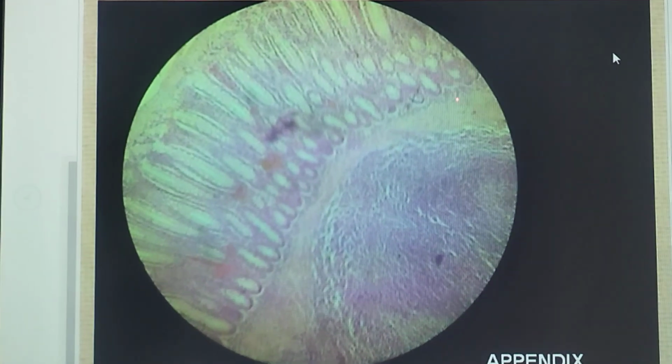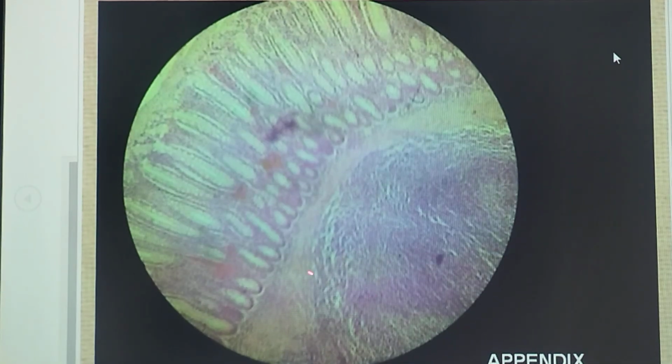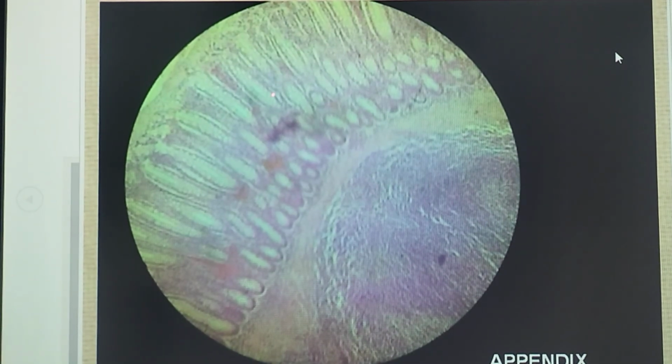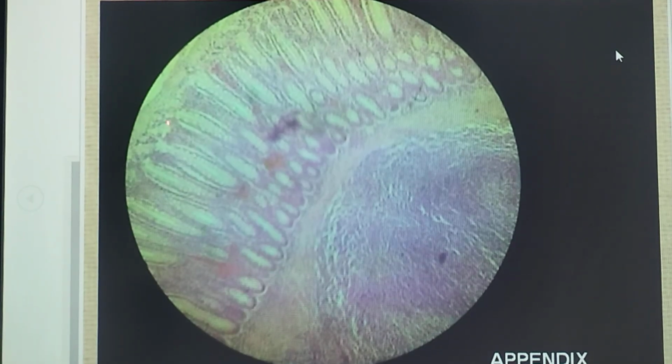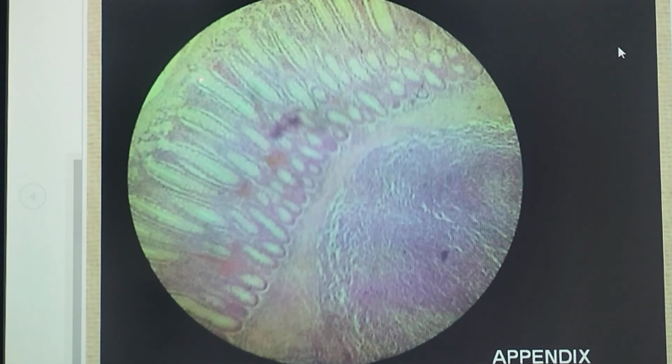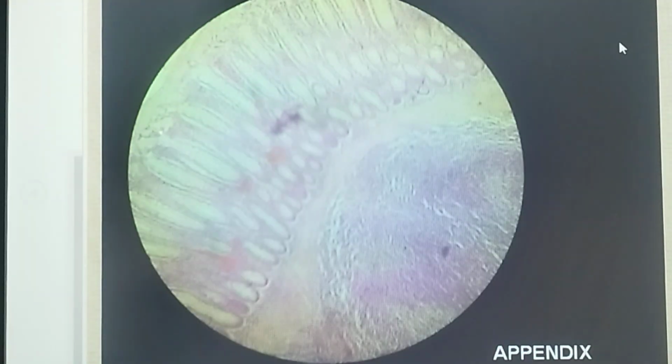First of all, you have to identify this slide as appendix. How do you identify? Well, the structure of the appendix is very similar to colon, which means you will have crypts. You will have the crypts of Lieberkühn. Then you can see there are plenty of goblet cells.